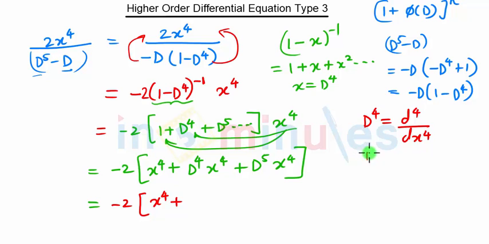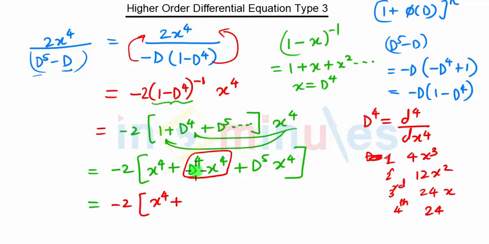So what is the first derivative of x raised to 4? First derivative is 4x cube. Then second derivative is 12x square. Third derivative is 24x. Then fourth derivative is 24. So this part is nothing but the fourth derivative of x raised to 4, and the fourth derivative of x raised to 4 is 24, plus this represents the fifth derivative of x raised to 4. The fifth derivative of x raised to 4 is nothing but the derivative of 24, which is equal to 0.